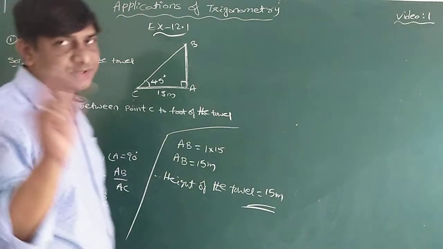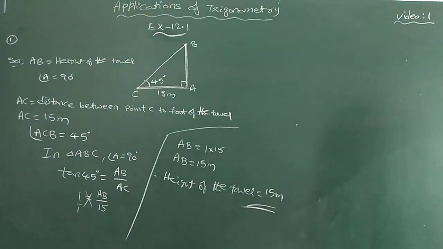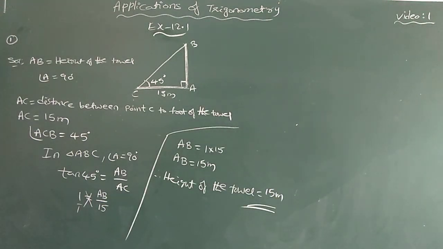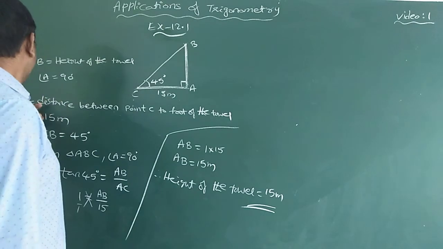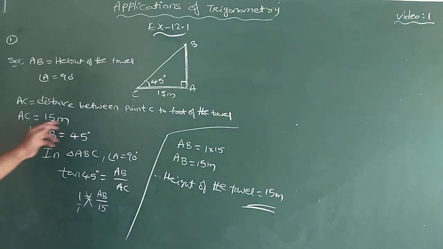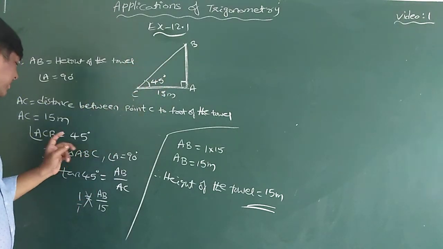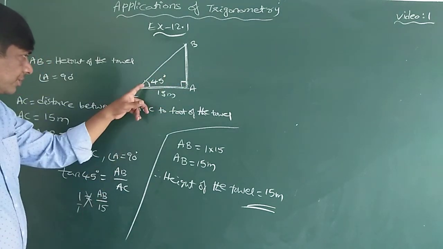This type of question is asked only for 2 marks. Very simple question. Please write it down. AB is the height of the tower, angle A is 90 degrees, AC is the distance between the foot of the tower and the point on the ground, that is 15 meters, and angle ACB, the angle of elevation, is 45 degrees. In this triangle, angle A is 90 degrees, so we use tan 45 degrees.